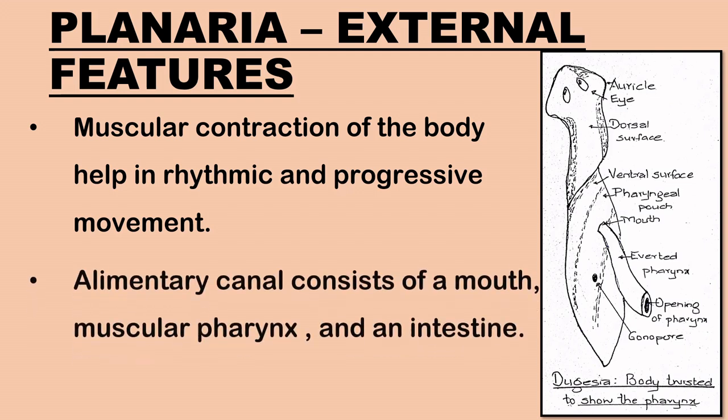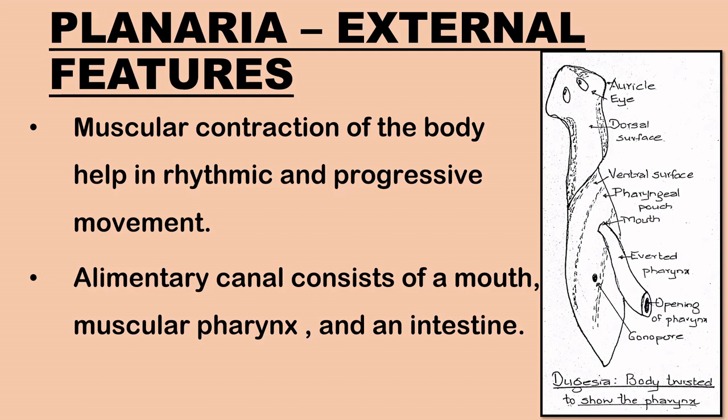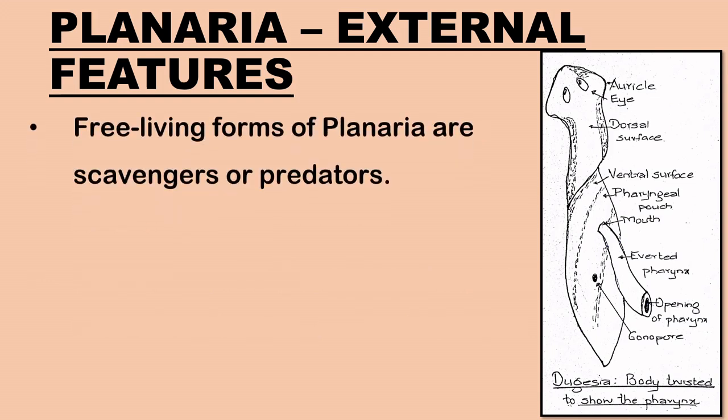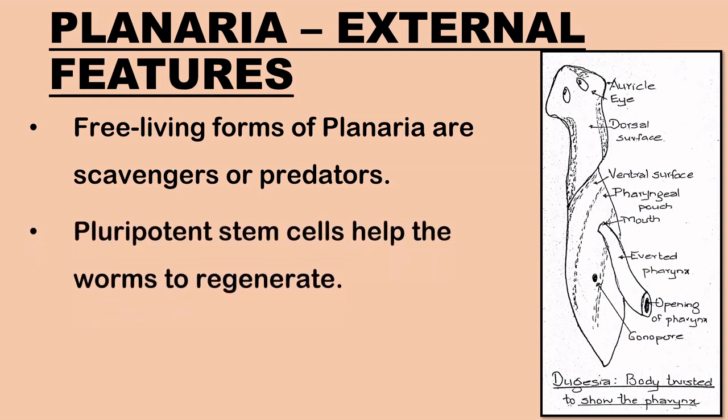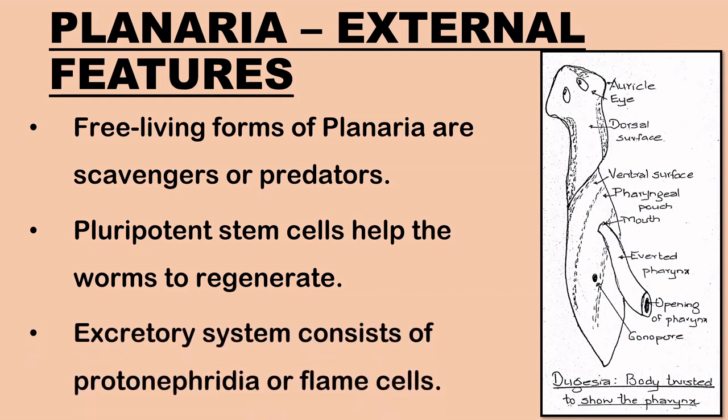posterior end. The alimentary canal consists of a mouth located in the middle of the ventral side of the body, a muscular pharynx, a proboscis, and an intestine. It functions as a gastrovascular cavity with only one opening. The free-living forms of planaria are scavengers or predators. The body of planaria has pluripotent stem cells which help the planarians to regenerate. Excretory system consists of protonephridia or flame cells.